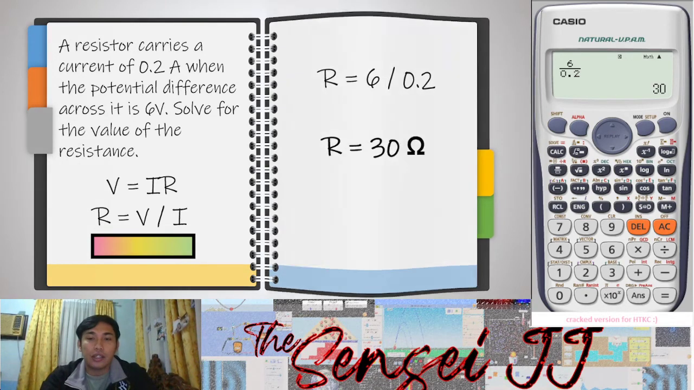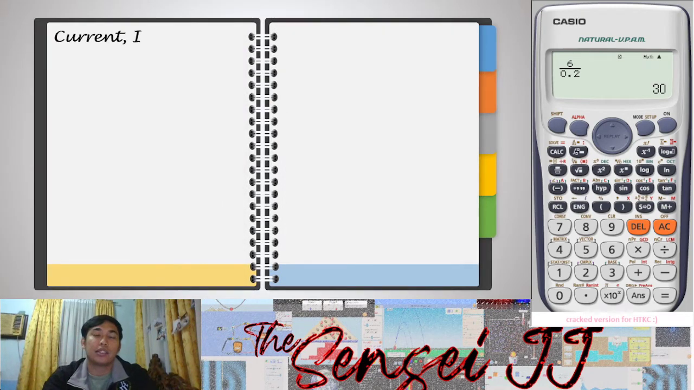Okay, so let's move on to our next topic. We have here our current, or I, which is our symbol for current.